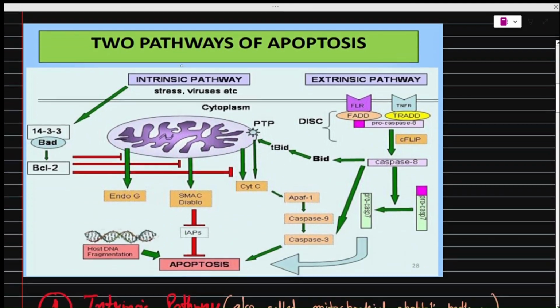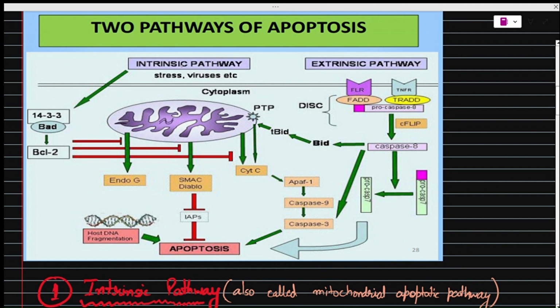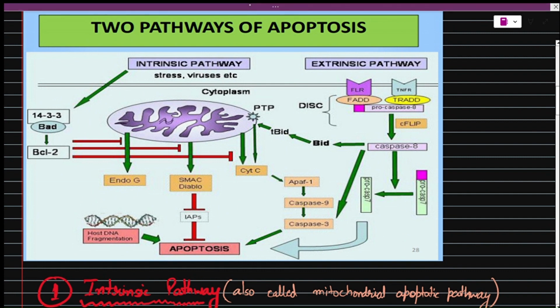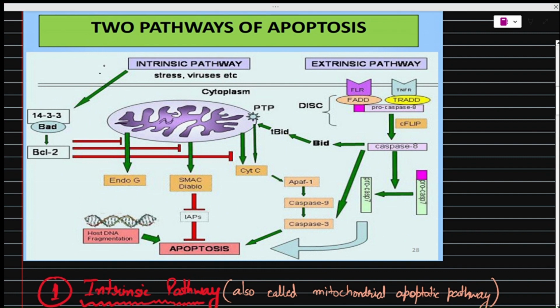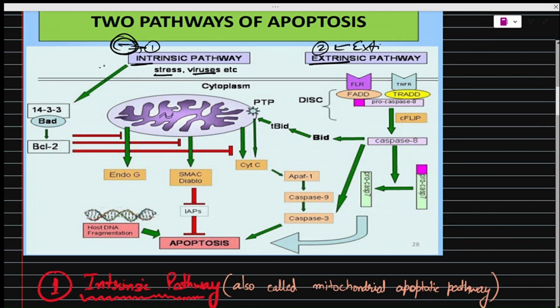Here is the chart showing both the pathways. As you can see in this chart, there are two ways in which a cell can enter apoptosis. First is the intrinsic pathway, and the second one is the extrinsic. We are going to talk about the intrinsic pathway in this video. This intrinsic pathway can occur due to stress, virus infection, and some developmental defects also.